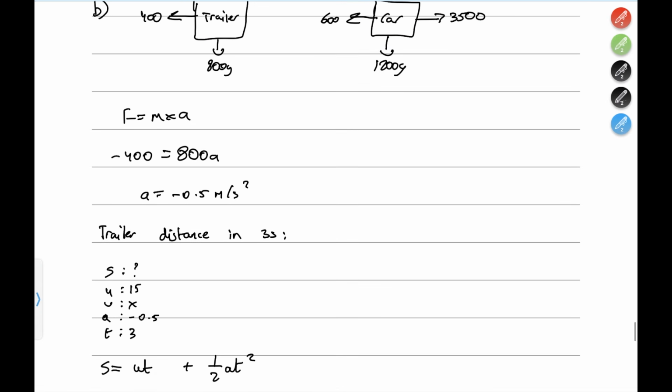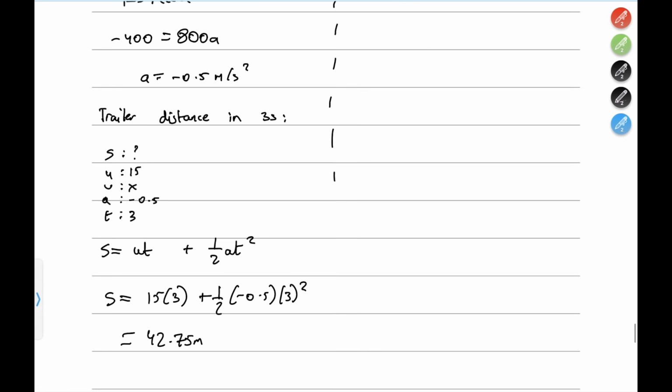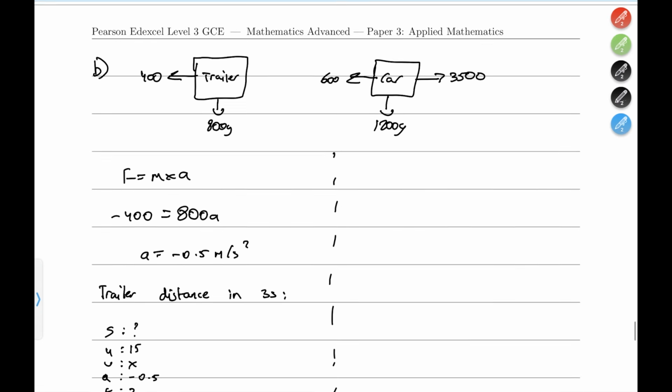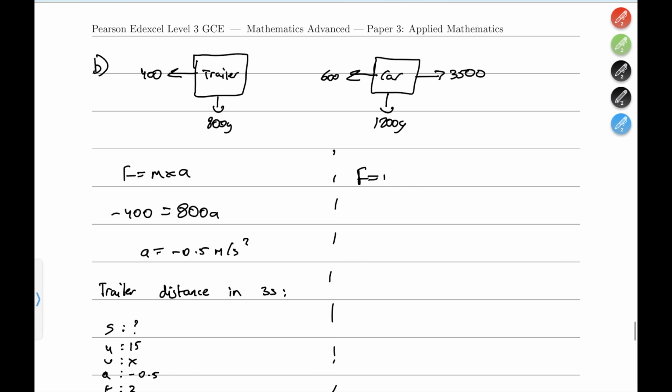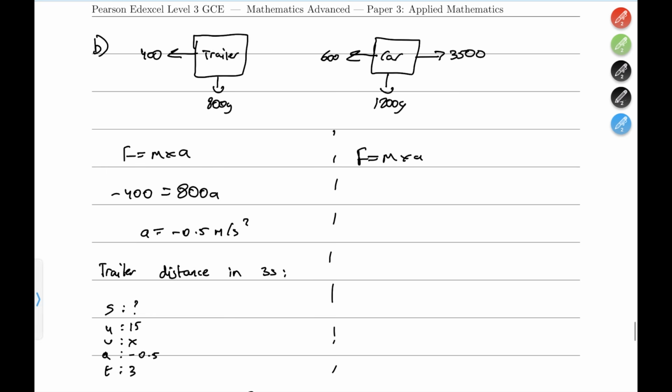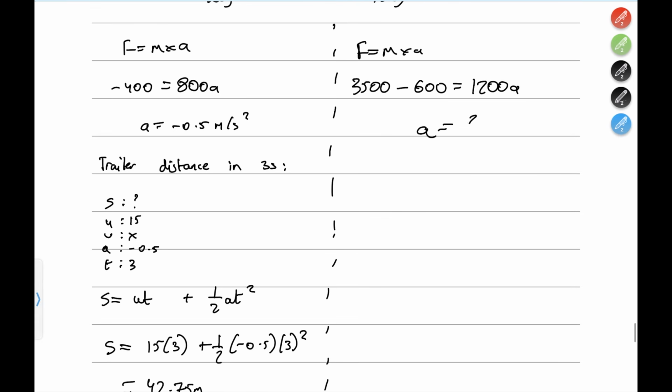Now let's look at the car. So I'm going to draw a line down here so we can write side by side. So for the car, again, we're going to be using Newton's second law of motion. So 3,500 minus 600 is equal to 1,200A. So A is equal to 2,900 over 1,200, which is 29 over 12 meters per second squared.